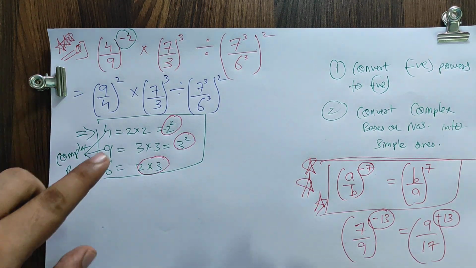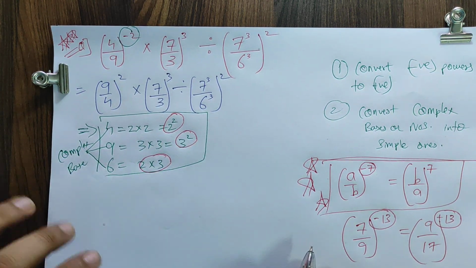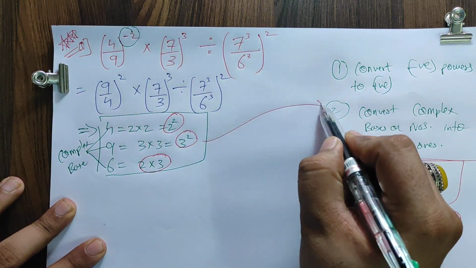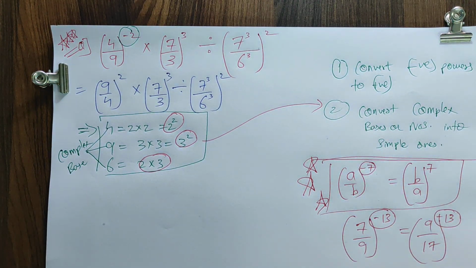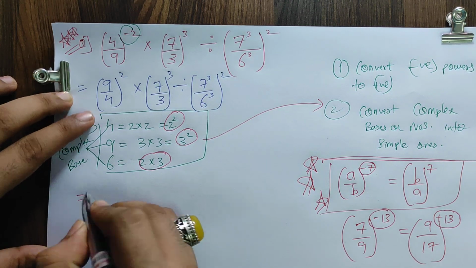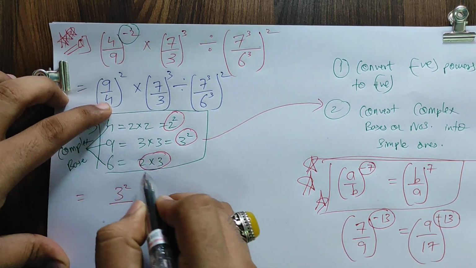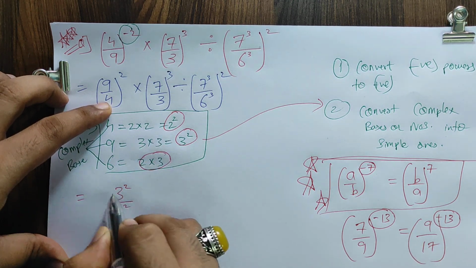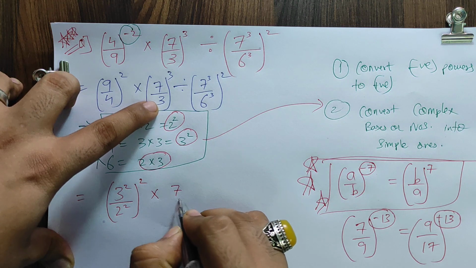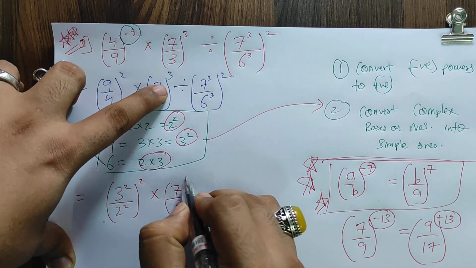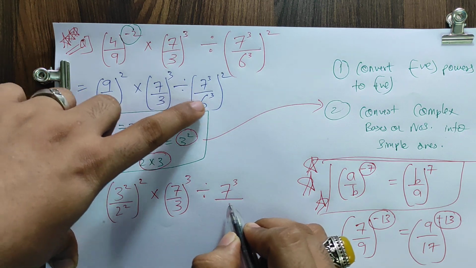Okay. So 4 I'll write as 2 squared, 9 I'll write as 3 squared, and 6 I'll write as 2 into 3. This is what I'm doing. I'm doing the second step, to convert the complex numbers into simple ones. So see, now the sum becomes so simple. See here, all of you. This 9 I can write as 3 squared, 3 raised to 2, upon 4, which I'll write as 2 squared, the whole raised to 2. Multiply by this 7 as it is 7. This 3 as it is 3. It's already simple. Raised to 3 divided by 7 raised to 3 upon this 6.